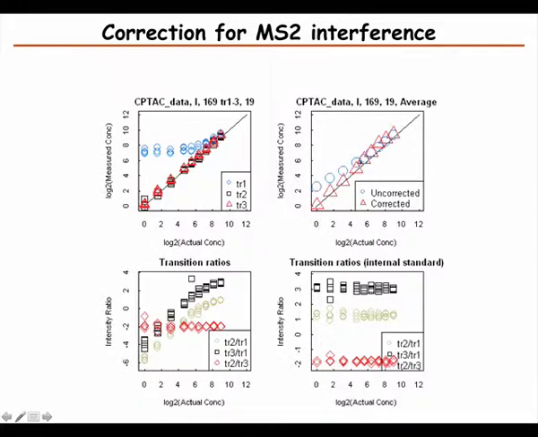So we see that we get this deviation. But then the red triangles are the corrected, and we then get a much better measurement down to low levels. And then this is just looking at the different ratios, and we see that there is this interference, I guess, in transition 2. Well, so this is the heavy labeled standard, which doesn't show it.